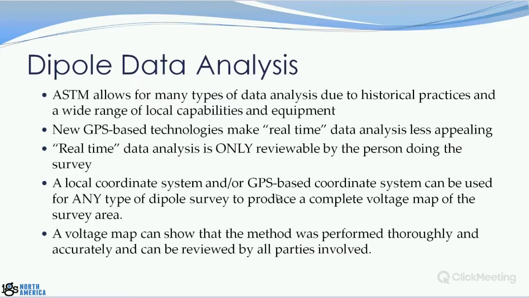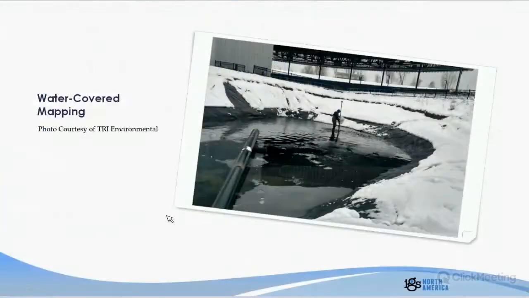So you don't need the fancy GPS-based coordinate system. You can also create a local coordinate system, and really it's not that much different than the graphical survey analysis. It just adds a third dimension. It adds an X and Y, and then V would be the Z. So it's almost like a three-dimensional map. So this is a very simple way of adding the GPS component to water-covered surveys.